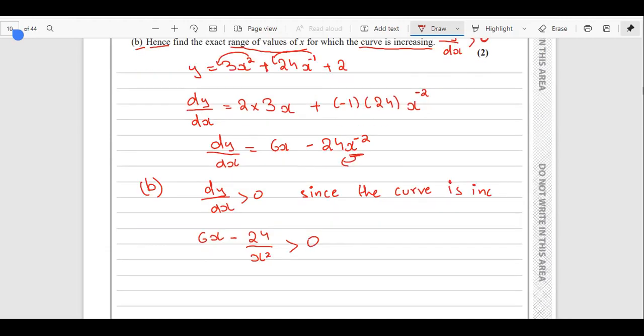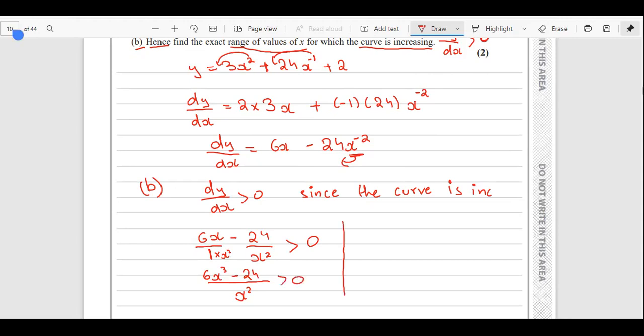So I can take LCM, I will have x square. Here I have 1, so 1 into x square will give me x square here. So I need to multiply x square with numerator as well. So this would be 6x cube, right, Nikal? Minus 24 greater than 0.